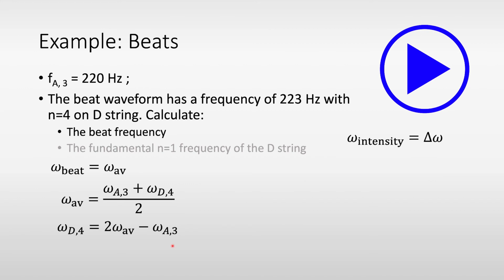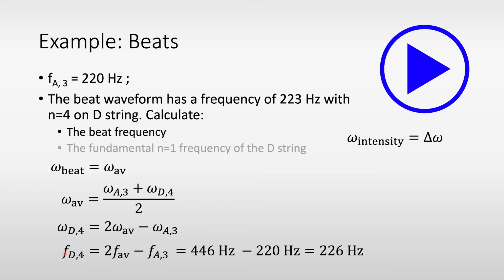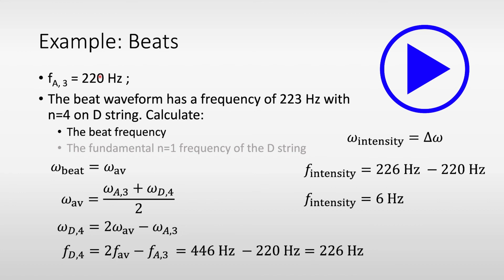Now these expressions are in terms of angular frequency, but because there's a 2π scalar on the angular frequency to convert to a real frequency, we can simply convert straight to a direct frequency f. So the frequency on the D string must then be 446 Hz minus 220 Hz, which is 226 Hz. That then allows us to calculate the beat frequency as the difference between the two frequencies. So we have 226 minus 220, which gives us the beat frequency of 6 Hz.